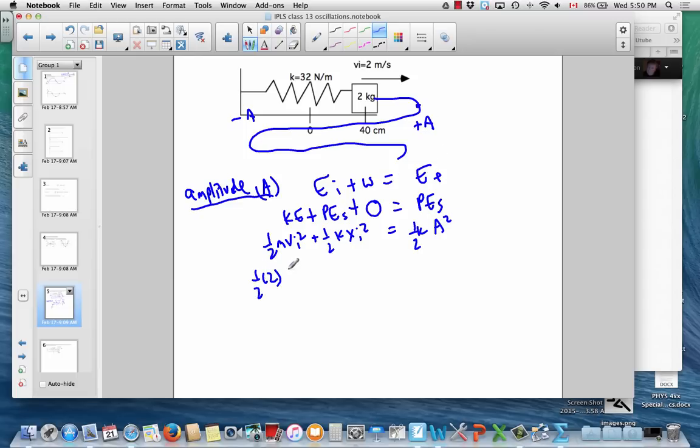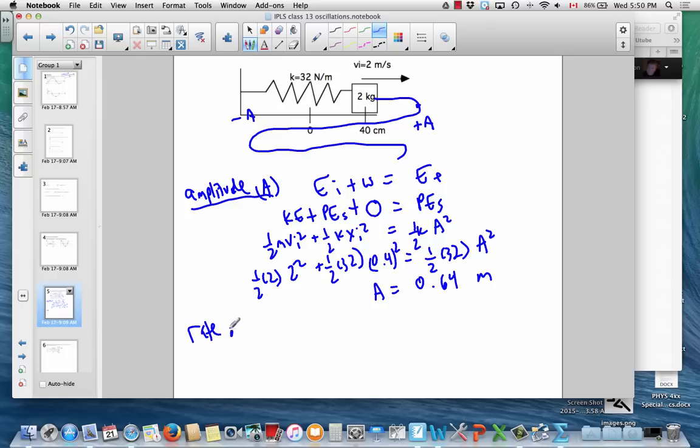So the mass is given, the initial speed is given, the elastic constant is 32. We put in 0.4 for the initial stretch. And then we can solve this equation for the amplitude. Solving, we get 64 centimeters, 0.64 meters. So it's going to go about another 24 centimeters before stopping. Okay, so that was a familiar energy conservation calculation.